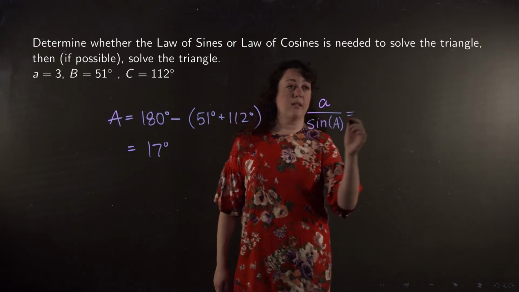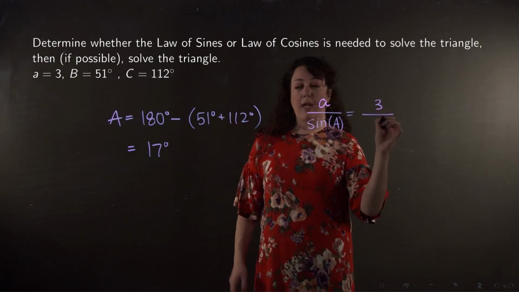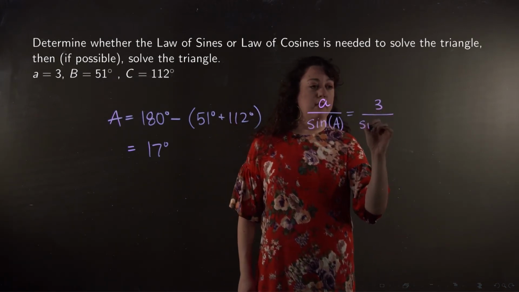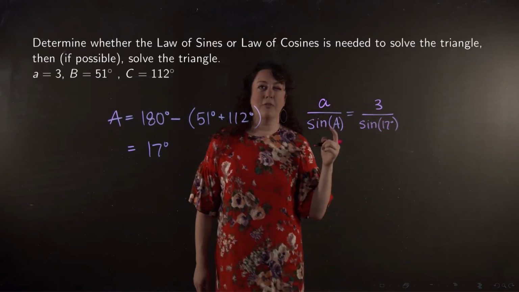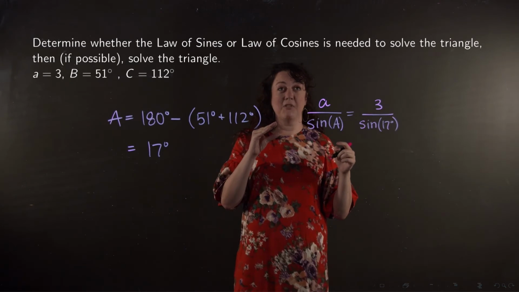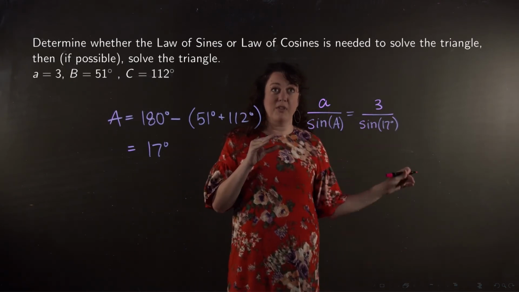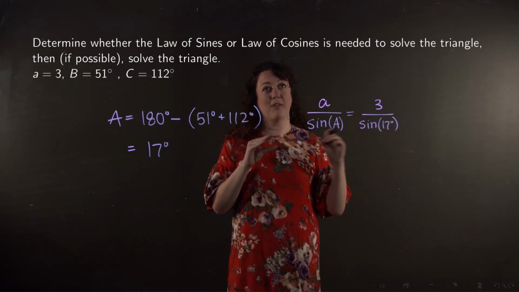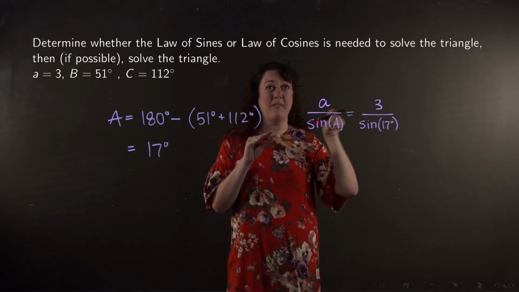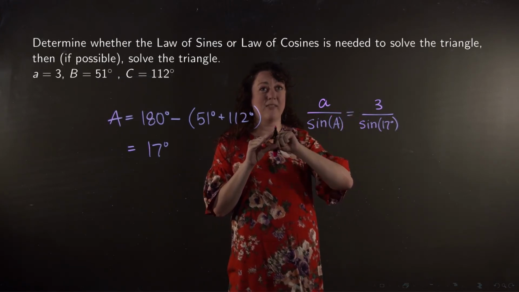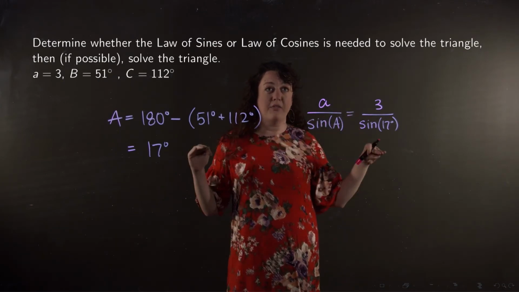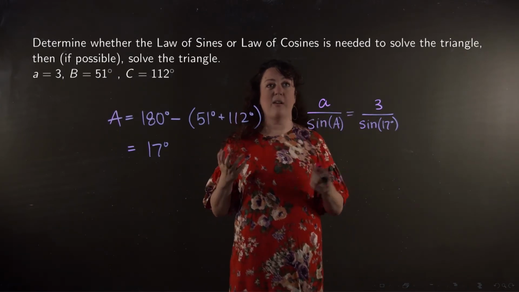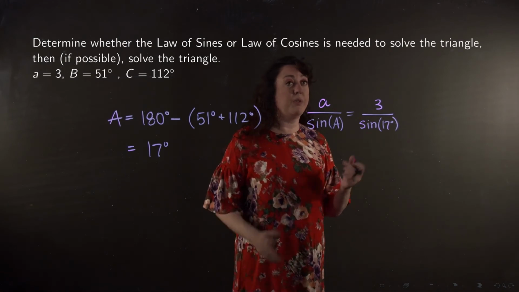So my little a is 3. My angle A we just found out was 17 degrees. If you think about what this triangle is going to look like, with a 17-degree angle, a 112-degree angle and a 51-degree angle, that 17-degree angle should have the smallest side, because that 17 isn't going to open up very much to give you much length over there. The 112 should have the big side, and the 51 should have somewhere in between. So we'll solve this out.